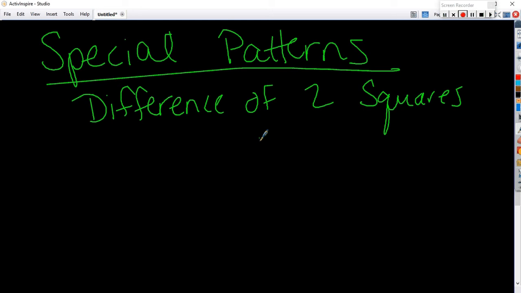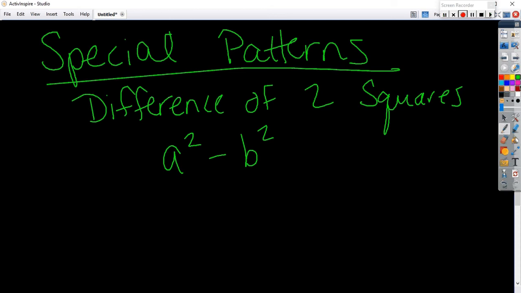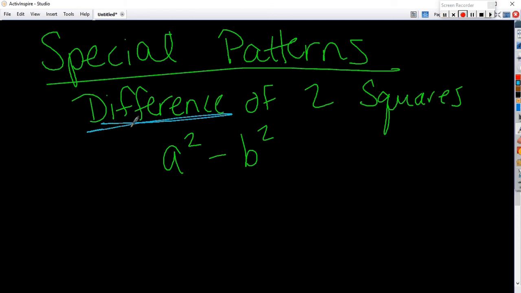All right, so tell me what a square is. Not geometrically. Algebraically, what's a square? Something times itself twice, right? And so I'm going to let this say a squared minus b squared, because difference means subtraction. That's the key to this one. If there is an addition sign, it does not work. It's only when it's a minus sign, okay?